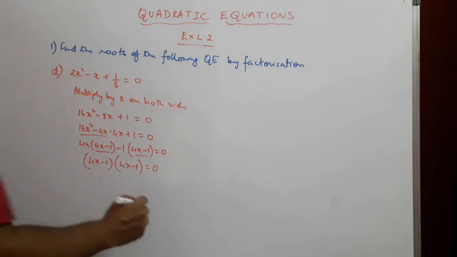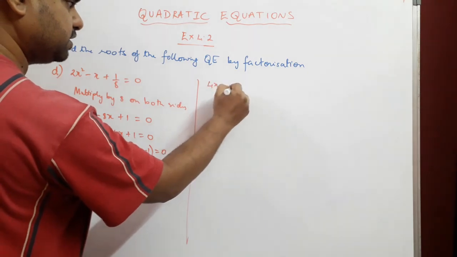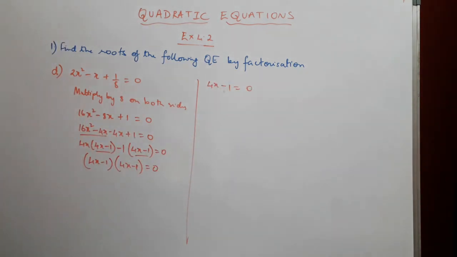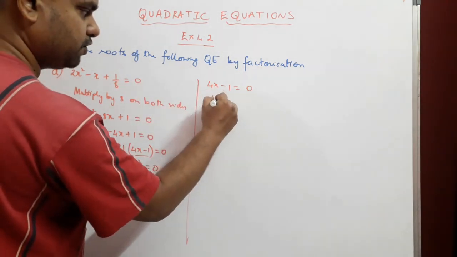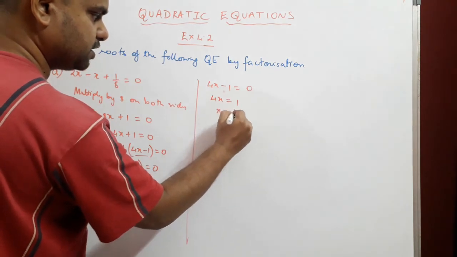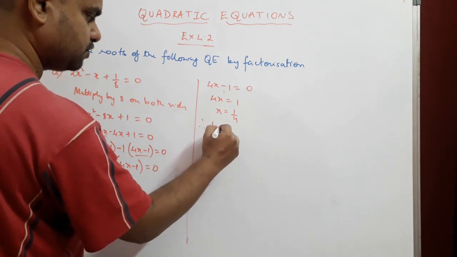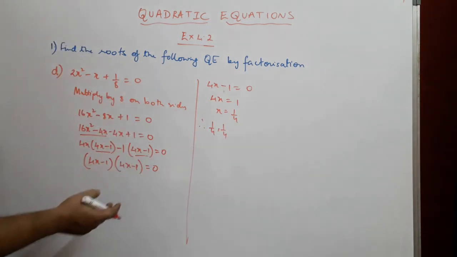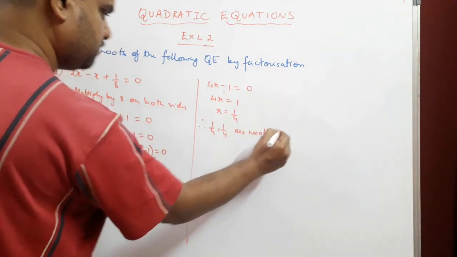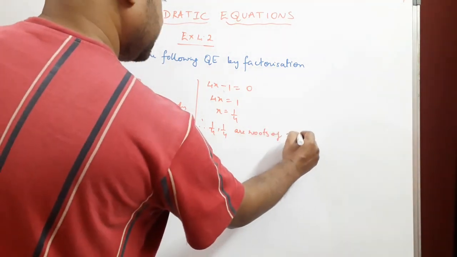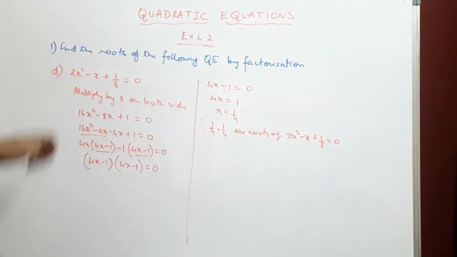So we can put it down over here, 4x minus 1 equal to 0. It's enough to find just one root, because both the roots are the same. We say 4x equal to 1, and x can be written as 1 upon 4. We can say therefore 1 upon 4 and 1 upon 4, two roots which are both the same, are roots of the equation 2x square minus x plus 1 upon 8 equal to 0.